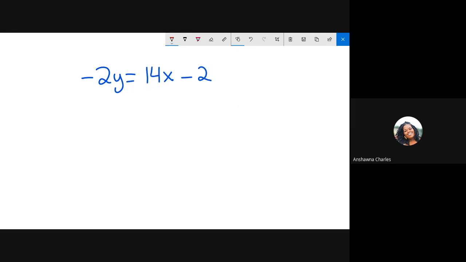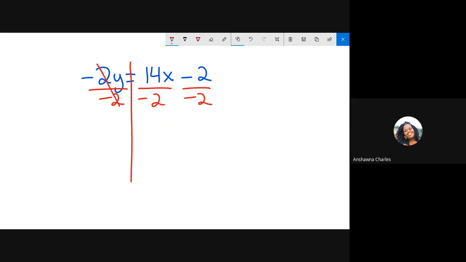Here's my second example. My whole point is to get the y by itself. I only have one thing over there with the y this time. I only have that negative 2. So that negative 2 is multiplying against the y. So to get rid of that multiplying negative 2, I'm going to divide by negative 2. And I divide everything by negative 2.